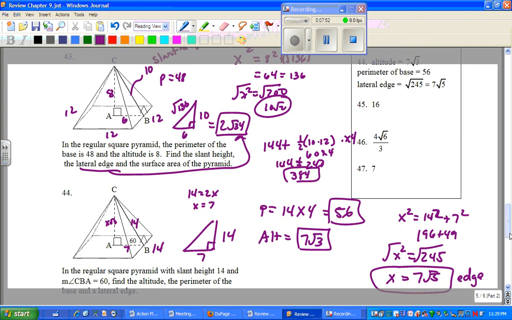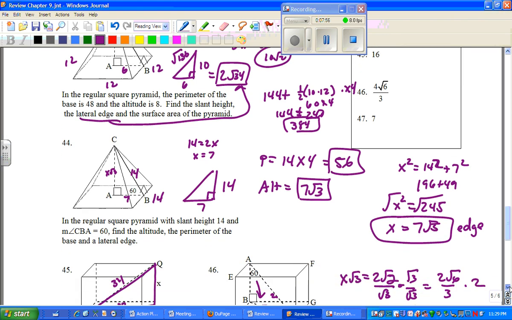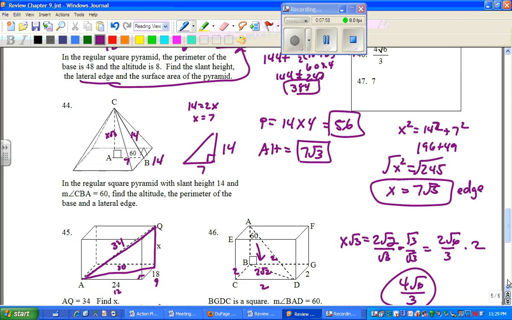And we are finally done with our review sheet. Good luck to you. This review sheet is 10 times harder than the actual test itself. So if you understand this, you will definitely understand the test.